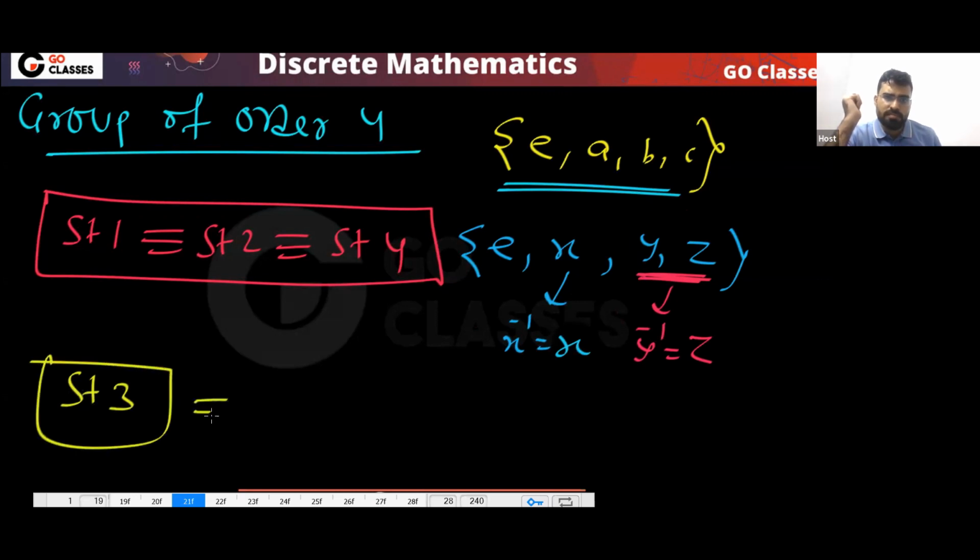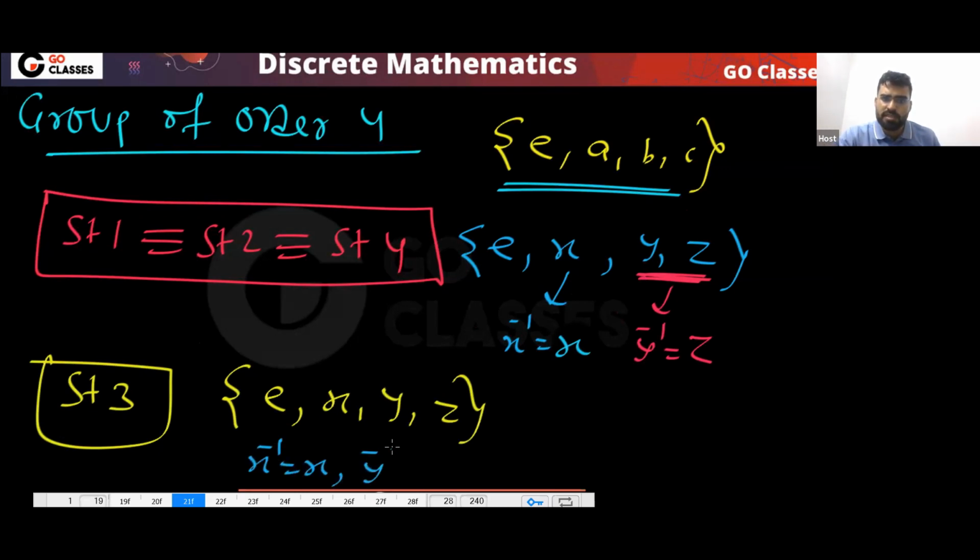What is structure 3? Structure 3 is like this. Every element is inverse of itself. In structure 3, what is happening? Every element is inverse of itself. X is inverse of X, Y is inverse of Y, Z is inverse of Z. And so every element is inverse of itself. So basically for order 2, order 4, okay.